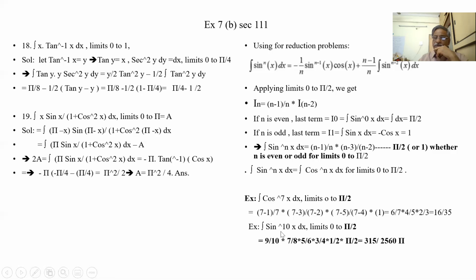Suppose here an even power is given. So 9 by 10, 7 by 8, 5 by 6, 3 by 4, 1 by 2. Since the last term is 1 by 2, of course this is even, so I am getting pi by 2 as the integral of dx, because each time the power is reduced by 2. I do 9 by 10 into I n minus 2, sine to the power of 8x, 7 by 8 into I n minus 2, to the power of 6x, 5 by 6 into the power of 4x, 1 by 2 into 2x or 0. So 10 means here 8, 6, 4, 2, 0. So the integral of sine to the power of 0 means the integral of dx. When I apply the limits, it is pi by 2. Okay, so the answer is 315 by 2560 pi.